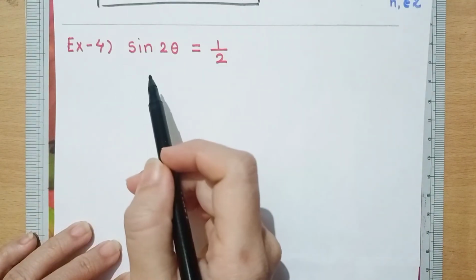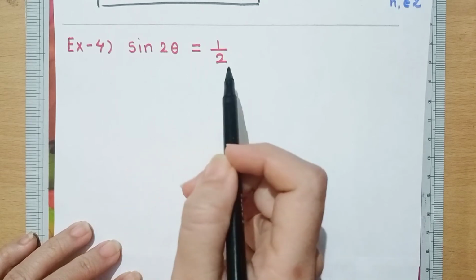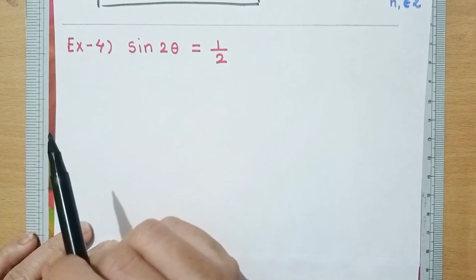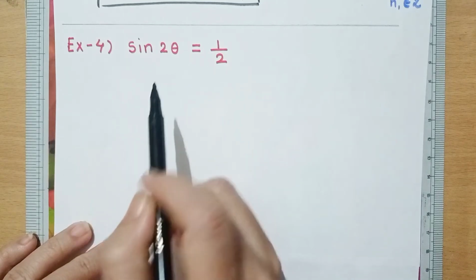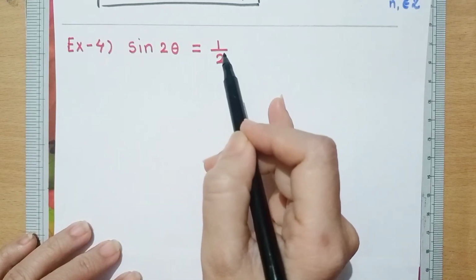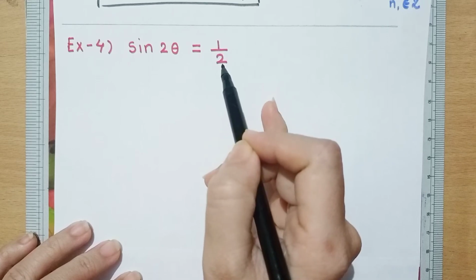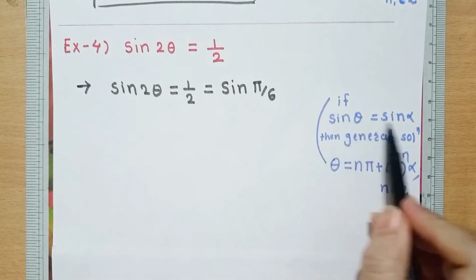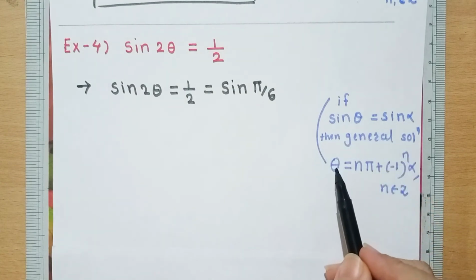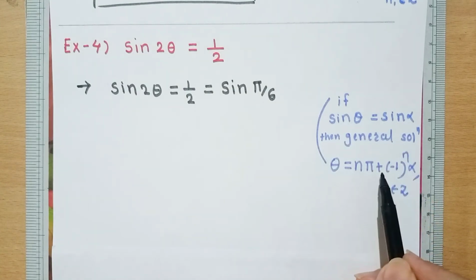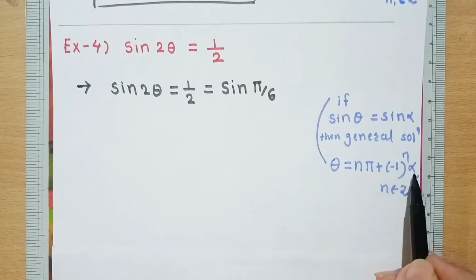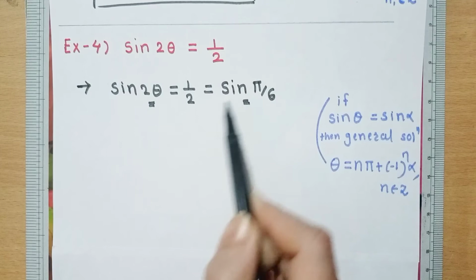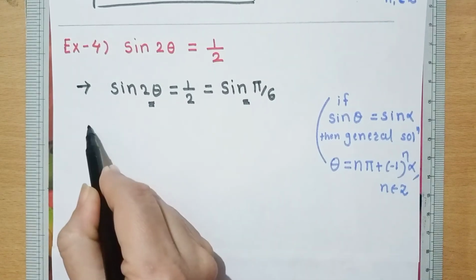Our fourth example is sin 2 theta equal to half. First we will put this into the sin theta equal to sin alpha form. So first we will write 1/2 means sin of pi by 6. If this is the form, then we know the solution theta equal to n pi plus minus 1 raised to n into alpha. Now check here, this is in the form sin theta equal to sin alpha.